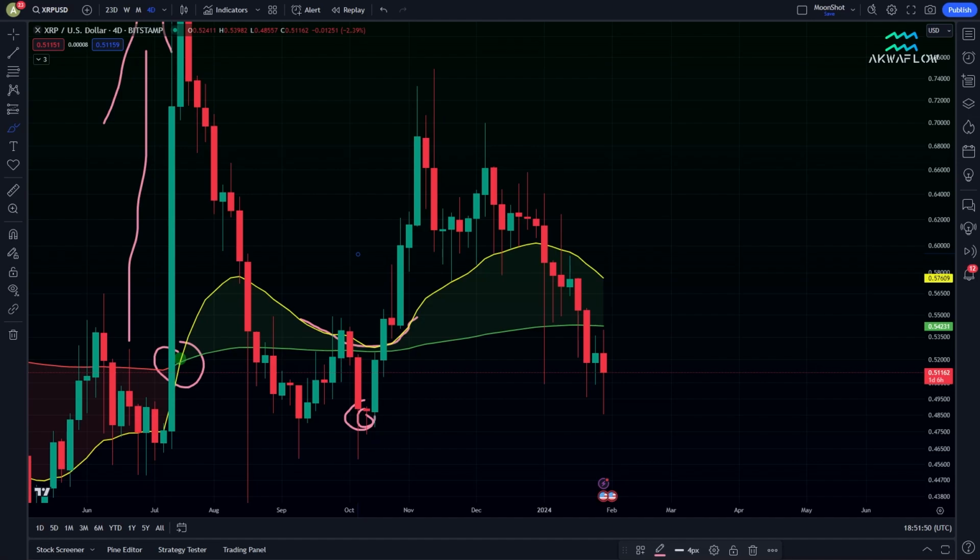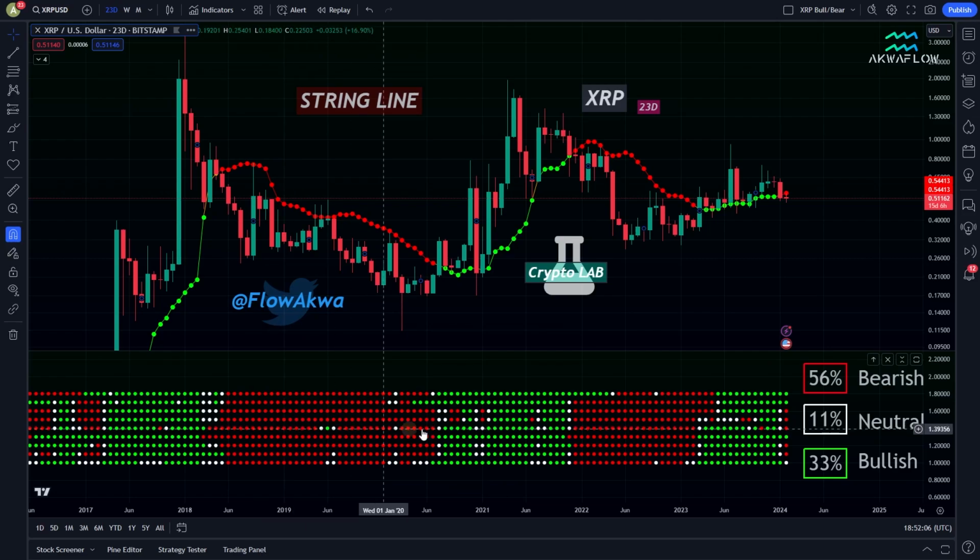It's time to move to the next chart, the bull bear index. Okay, so this is the bull bear index.